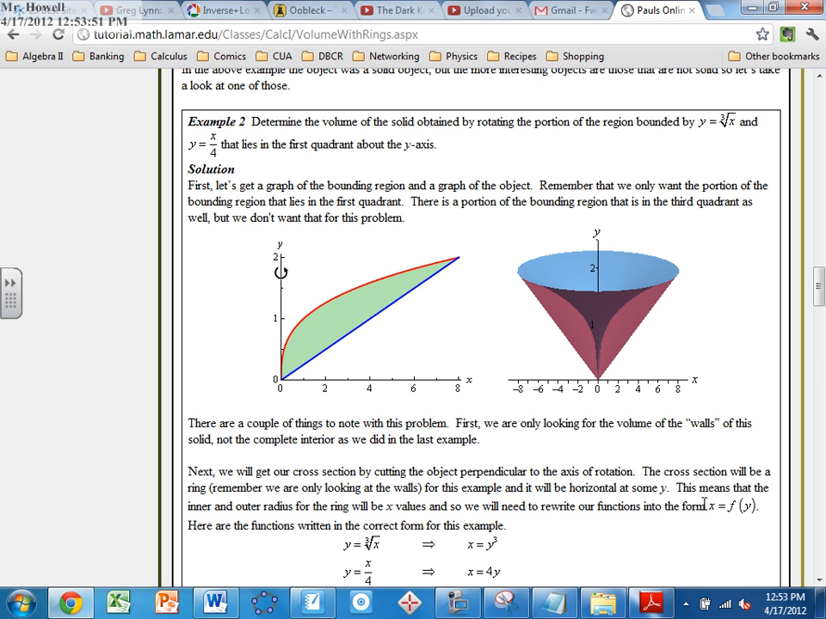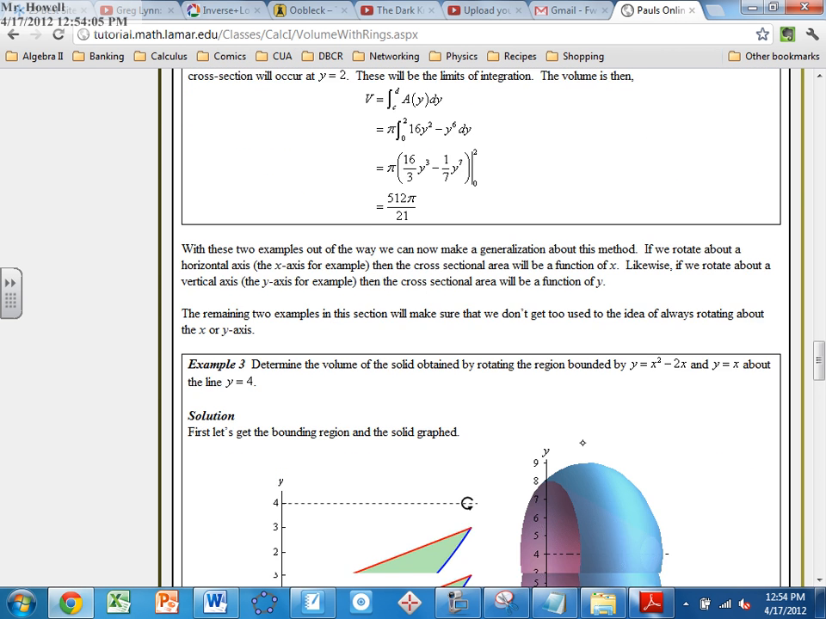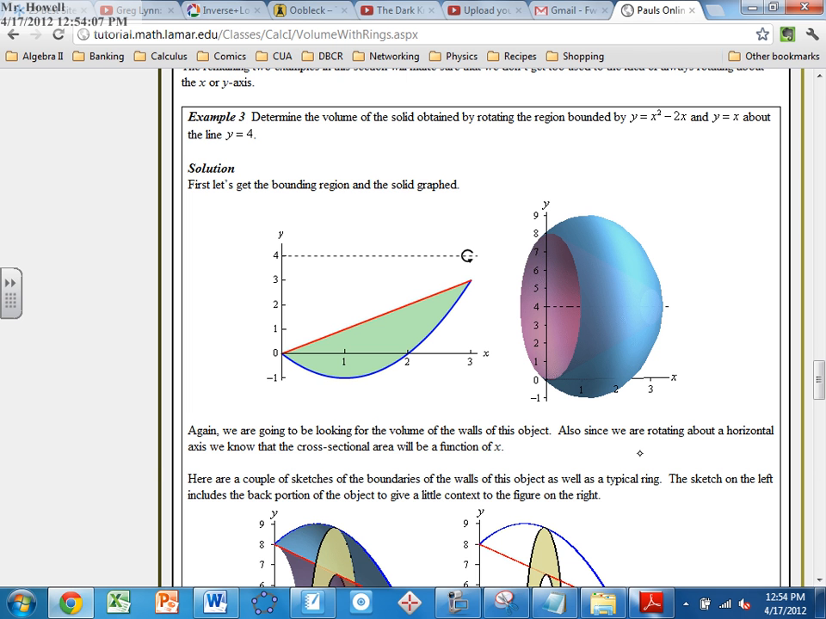When we revolved this one around the y-axis, yesterday we did this example, we have this emptiness in the inside here, right? That emptiness was caused by this empty space right here. Same thing happens with the x-axis. Let's see if there's a good example of the x-axis. This one is a little bit different. This is what we're going to do after school today.